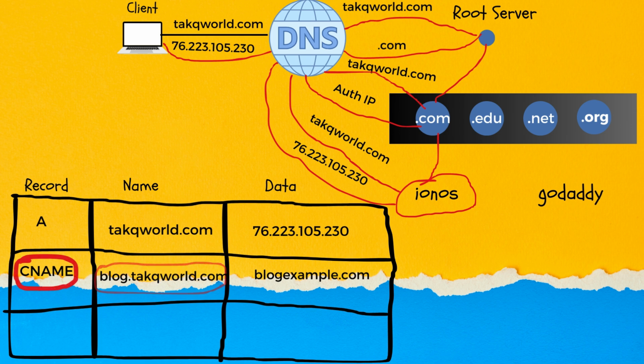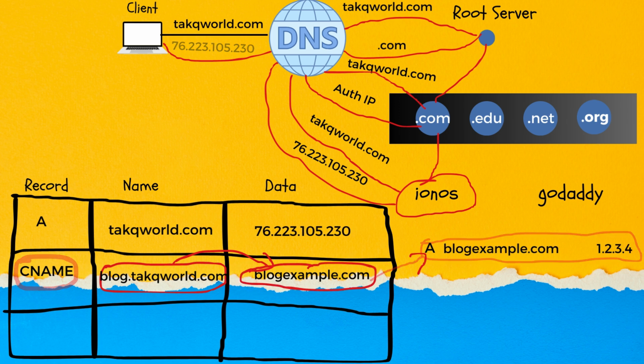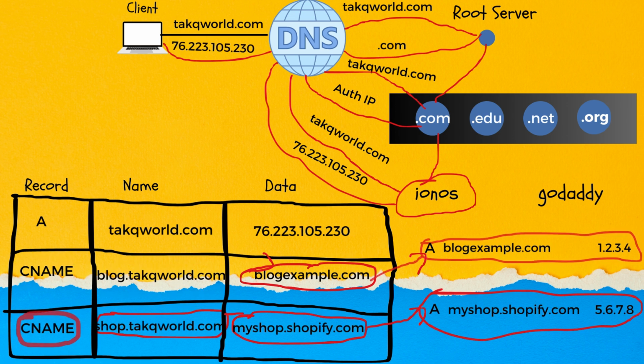I would set up a CNAME record that points blog.techworld.com to blogexample.com. Blogexample will resolve to the A record with the IP address 1.2.3.4. The client will receive this IP and begin browsing this site. Using a CNAME like shop.techworld.com pointing to myshop.shopify.com, you maintain branding while maintaining the IP address with the third-party services or cloud providers.